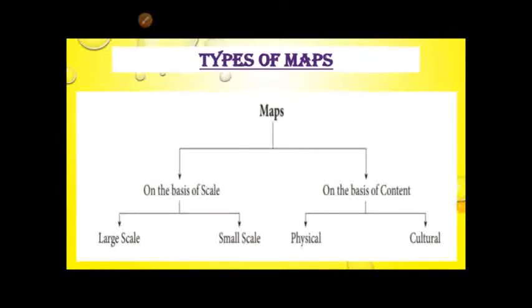Types of maps. As each map is unique in its design, content, and construction, on the basis of certain common features, maps can be classified into several types. Mainly, they are classified on the basis of scale and on the basis of content. On the basis of scale, they are divided into large scale and small scale. On the basis of content, they are divided into physical and cultural.